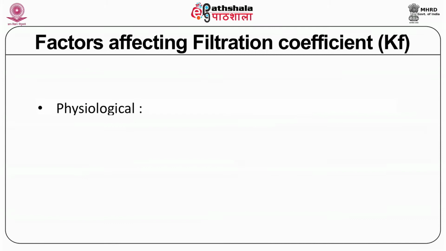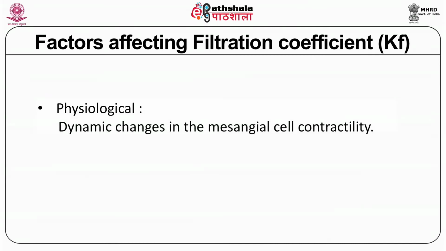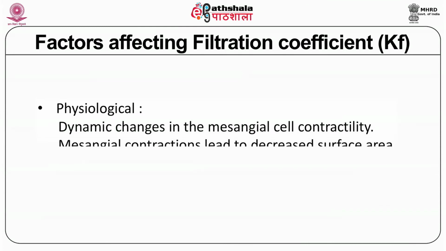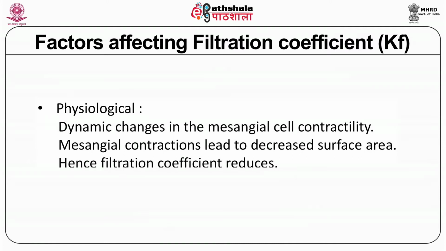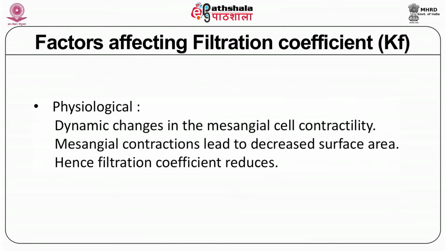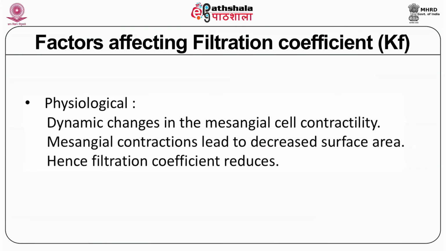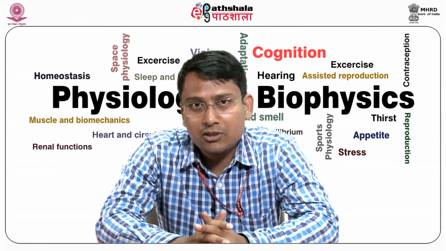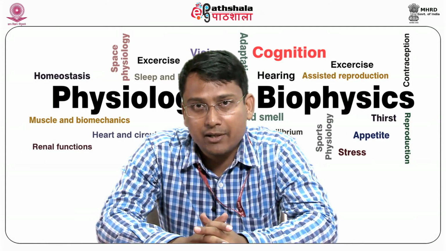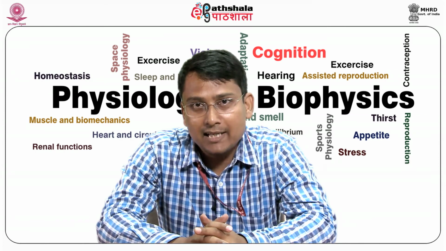Now, coming to the factors affecting the filtration coefficient, that is Kf. Firstly, the physiological factors. Physiological factors include dynamic changes in mesangial cell contractility. Mesangial contraction leads to decreased surface area of the glomerular capillaries, and hence the filtration coefficient reduces.